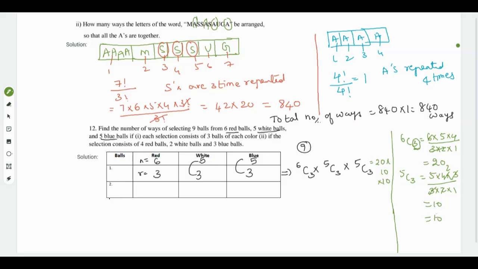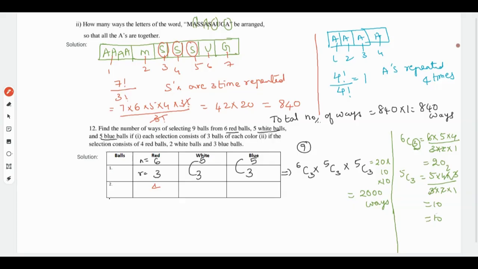So in total, how much? 20 into 10 into 10 will be 2000. So the total number of ways of selecting 3 balls of each color will be 2000 ways.